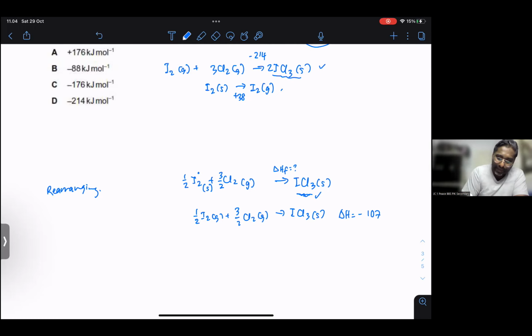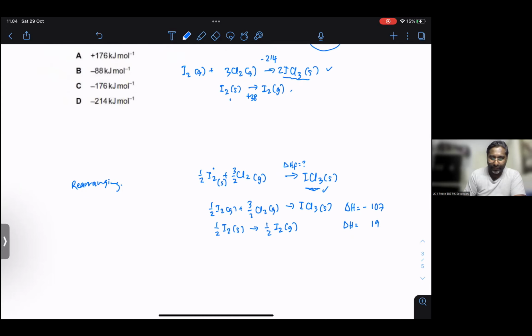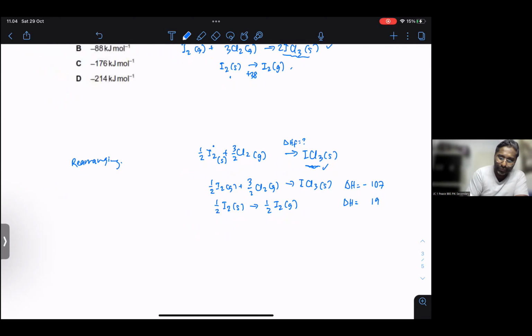So you see the I2 solid is going to be at my left. I just need to make this into half, so half I2 to give me half I2. And delta H, if I have half, is going to be 19. Once I have this, I'm going to use these two.